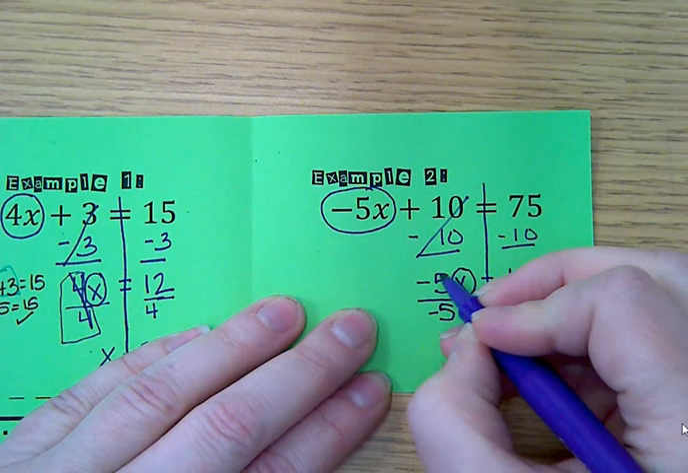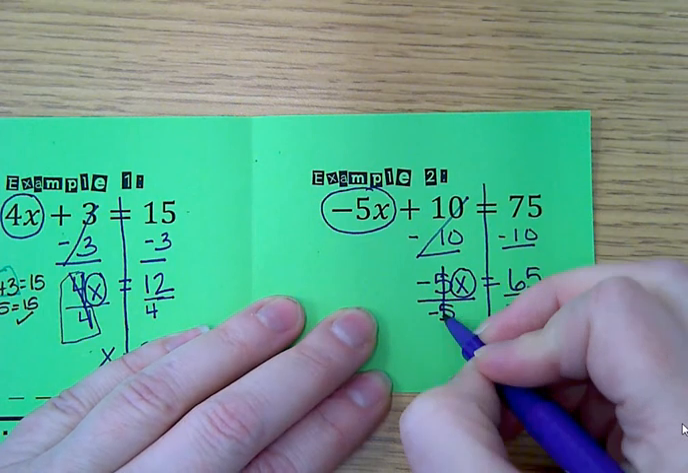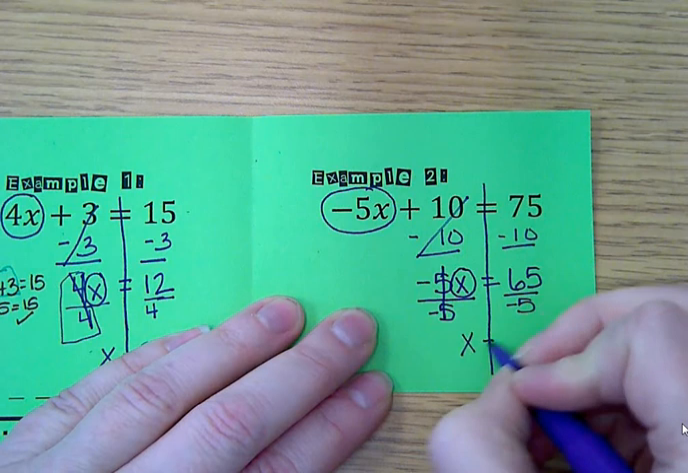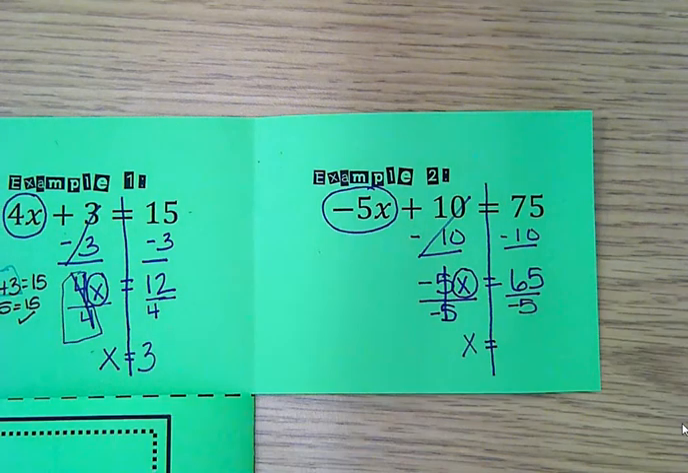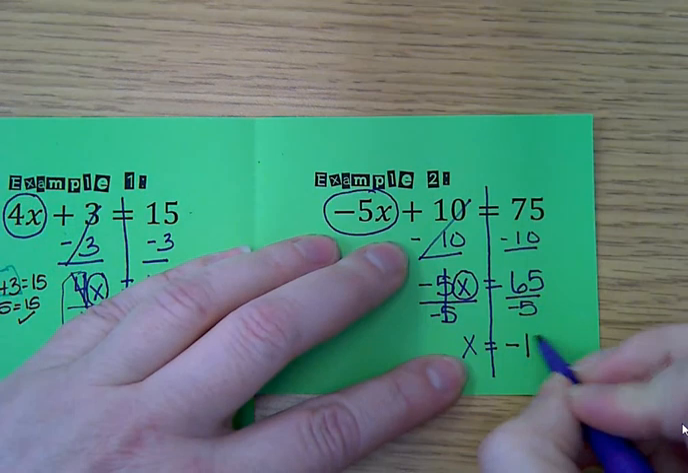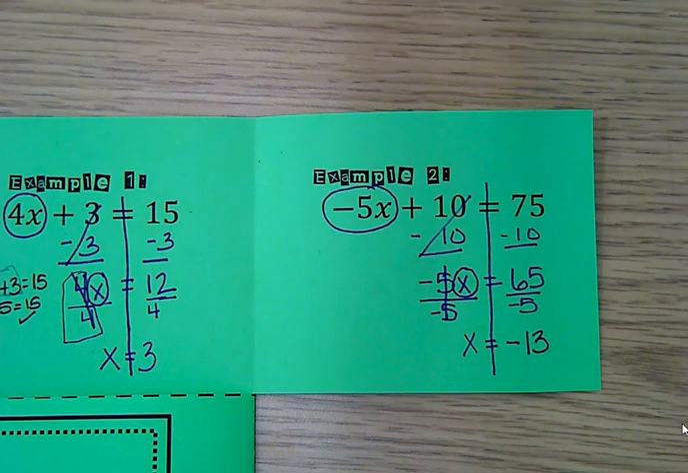Negative 5 divided by negative 5, that cancels out, leaves me with a 1, leaving me with my plain old x. And 65 divided by a negative 5, positive divided by a negative, is a negative 13. So I think x is a negative 13, and I can check that.